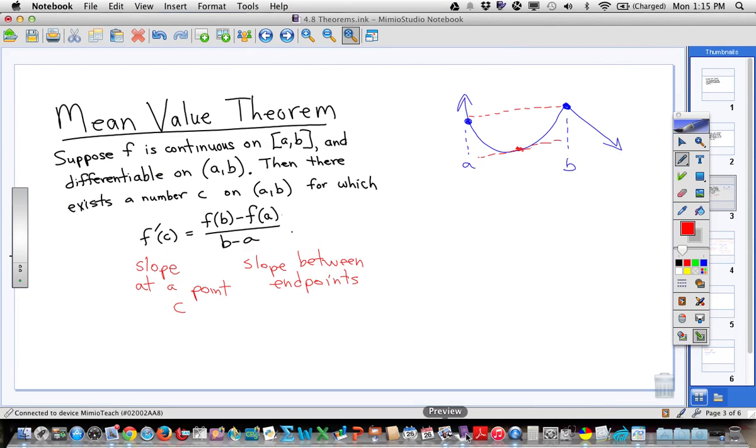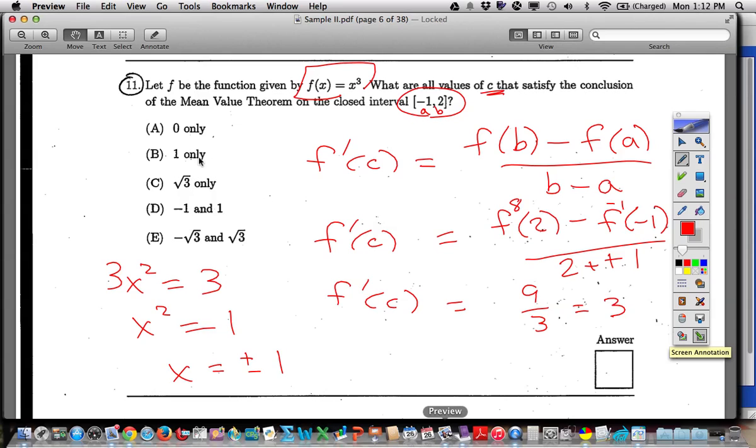Back here, there exists a number C on the open interval AB, which means it can't be at the endpoint. It can't be A or B. So C has to be an interior point. Okay? Now maybe we should have said that here. Maybe I should have written interior on my little notes here. F prime of C is a slope at an interior point, C. All right, so back to this question. We would throw out the -1 and we would say 1 only. Okay? That's good.